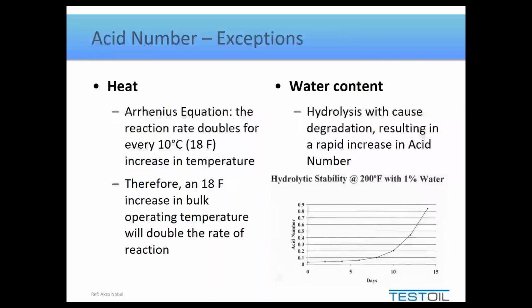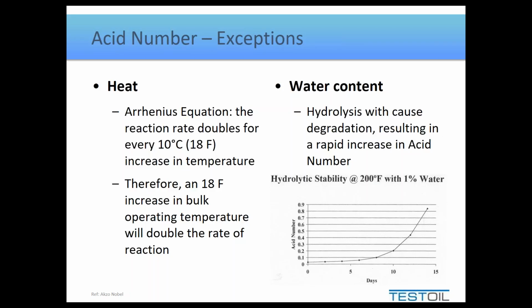Like we said previously, one of the things that's going to accelerate how much we form acids is temperature. And that goes back to the Arrhenius equation of every 10 degrees Celsius, 18 degree Fahrenheit rise in temperature. But another factor is water content. Water will cause acids to dissociate from the oil. The higher the water content, the faster we typically form these acids.